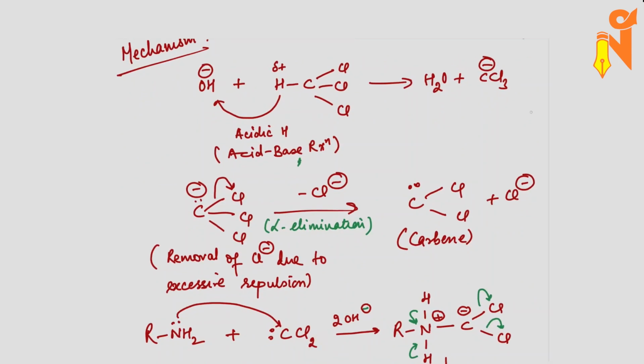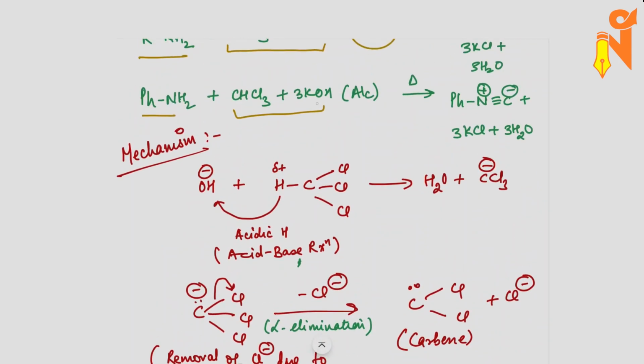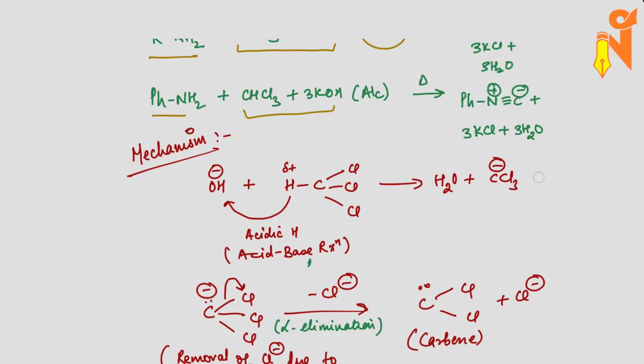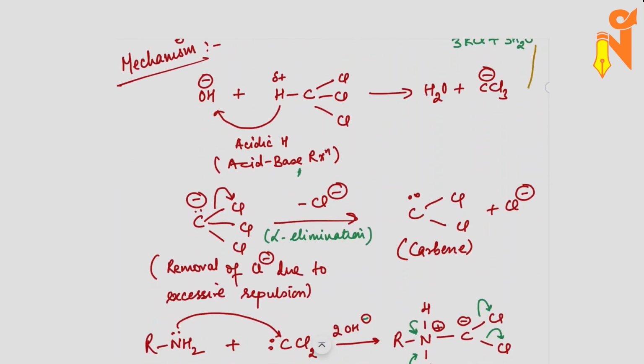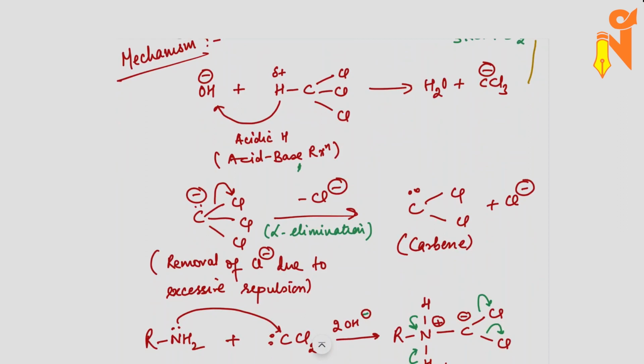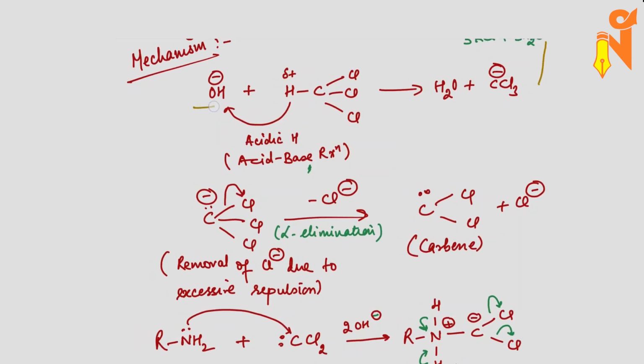In the mechanism, we had seen that two major things are there: chloroform and alcoholic KOH. So basically you have chloroform in the basic or alkaline medium. I can write chloroform as HCCl3, and KOH as OH minus. OH minus being basic in nature and the hydrogen present on the chloroform being acidic in nature, an acid-base reaction will take place. We also know that acid-base reactions are the fastest.